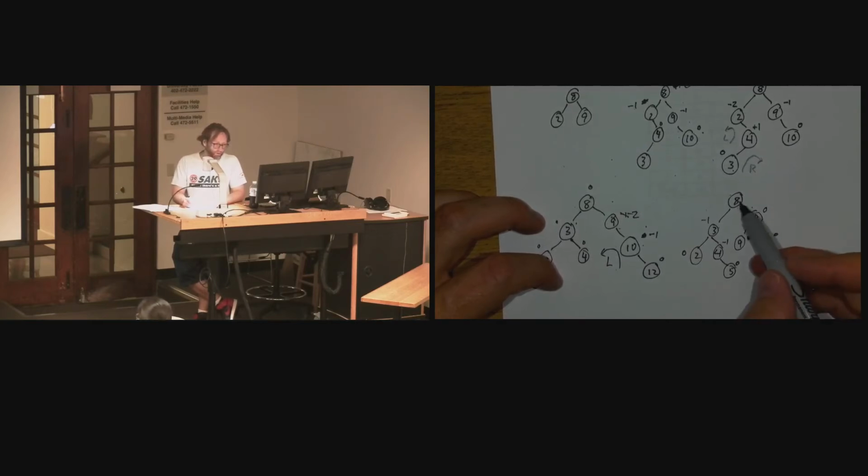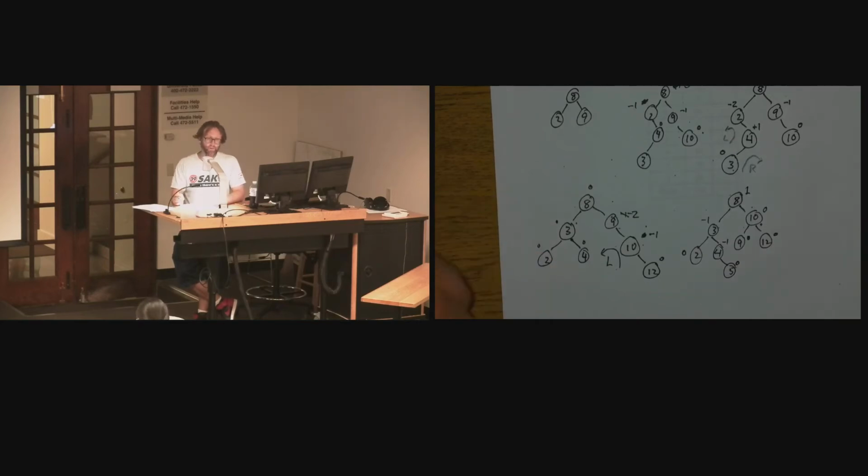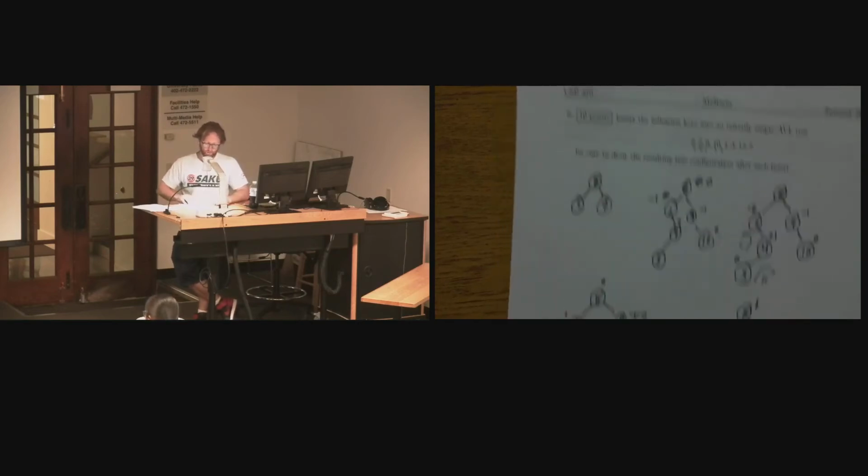What about the root? The left subtree has a height of 1, 2. The right subtree has a height of 1, so 2 minus 1 will be 1. Okay? It's slightly unbalanced to the left. That's because we just inserted 5 over here. Okay?